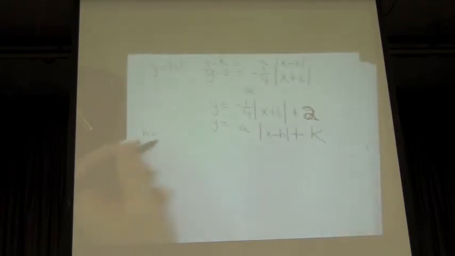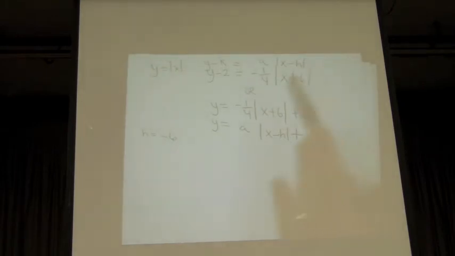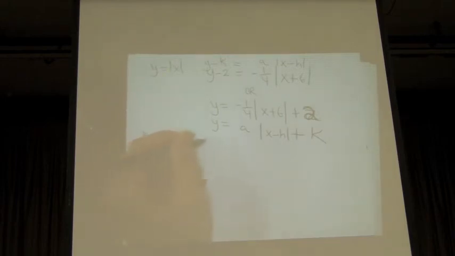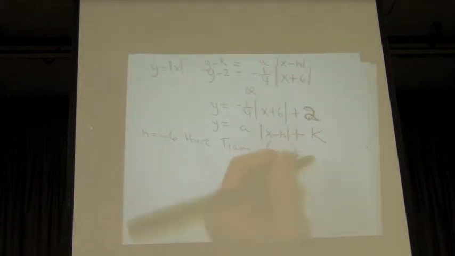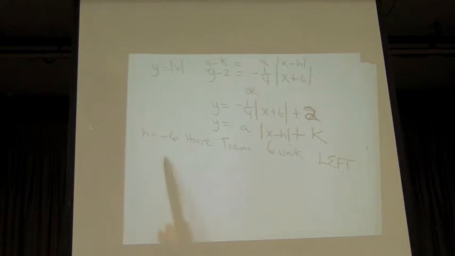No. Negative 6. Does everyone see that? X minus h, x plus 6. What's h? Negative 6. What does that mean? There was a horizontal translation, 6 units. Which way? Since it's negative, left. If h is negative, it's left. If h is positive, it's right.